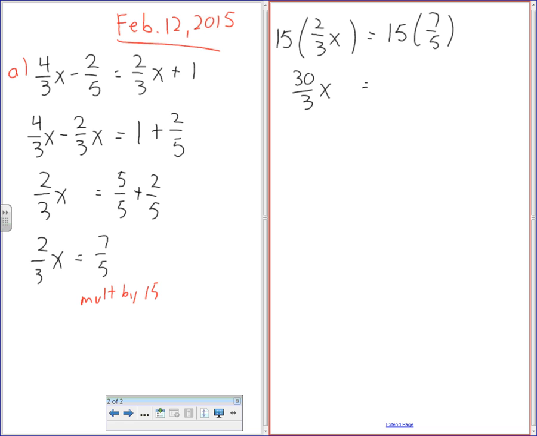It's not there for this one. No, that's too big. 105. Next, since you're sitting at the back, calculator time. What's 30 divided by 3, please? Good. And what's 105 divided by 5?